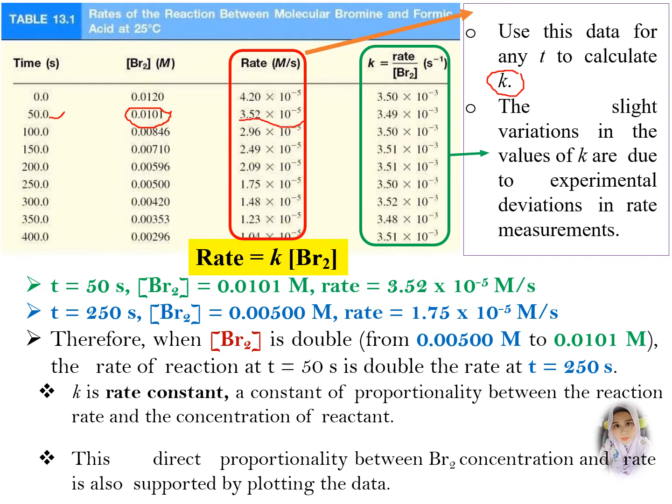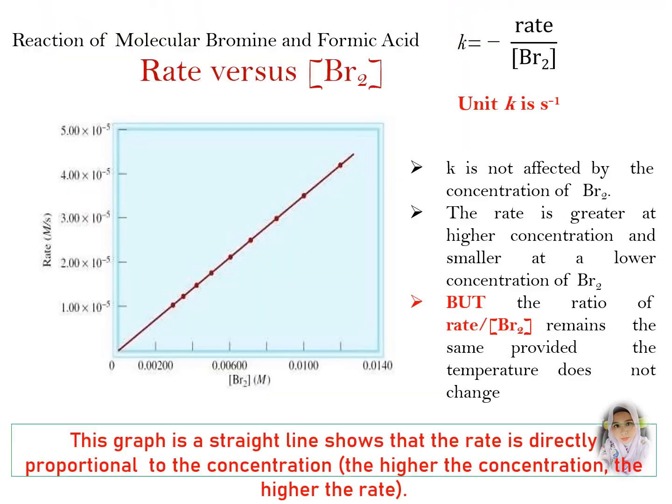So when we double the concentration at T equal to 250, which is the concentration from 0.005 to 0.01, which is double, you can see that the rate of the reaction is also doubled, or increased by 2.